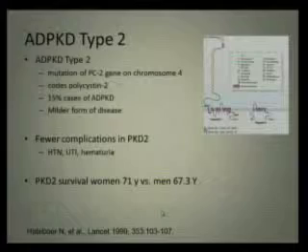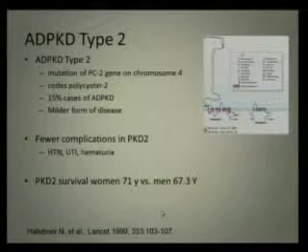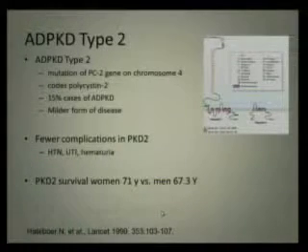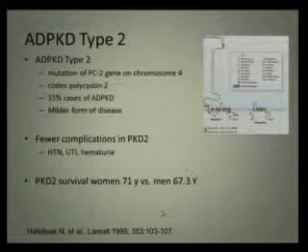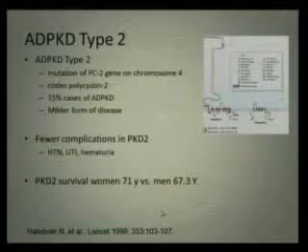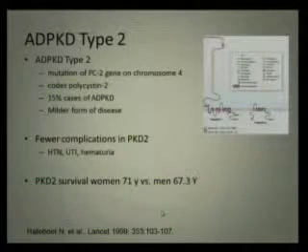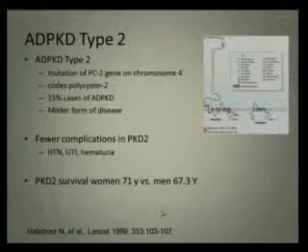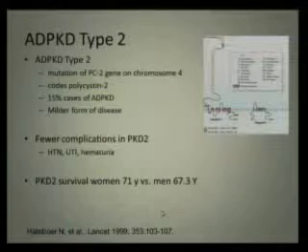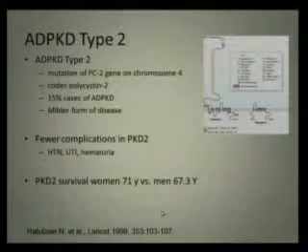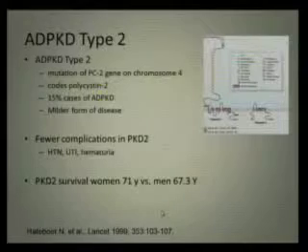Type 2 is caused by a mutation in the polycystin 2 gene located on chromosome 4, and that codes for polycystin 2, and this accounts for 15% of the cases of ADPKD. And it's a milder form of disease. There are fewer complications with hypertension, UTI, or hematuria, and PKD2 survival is much longer compared to PKD1.